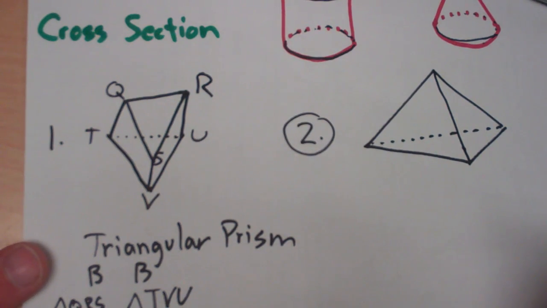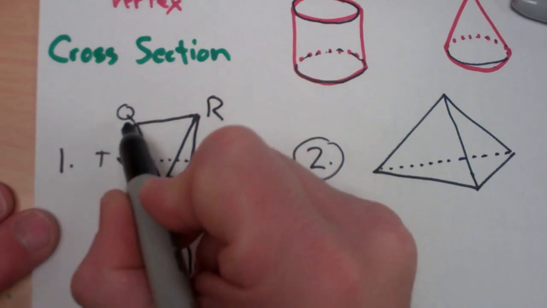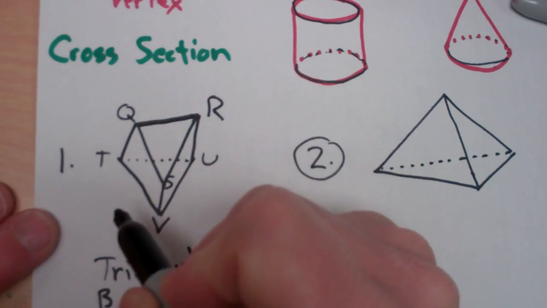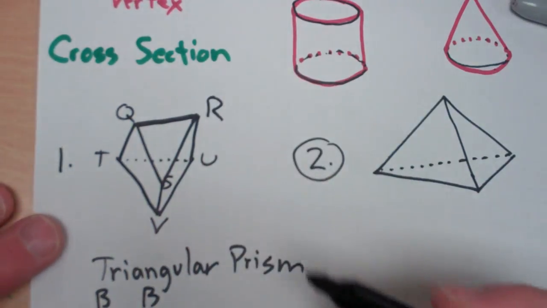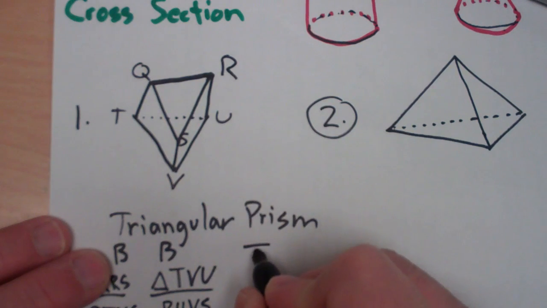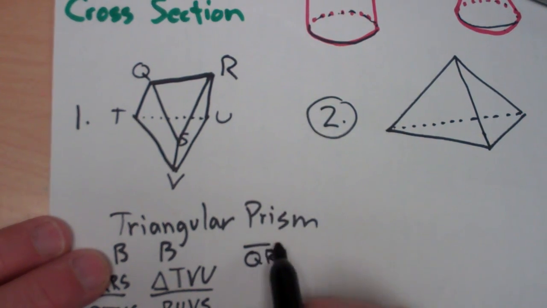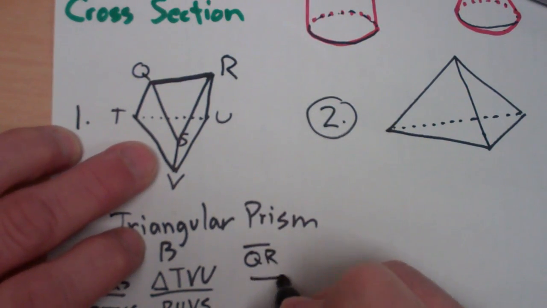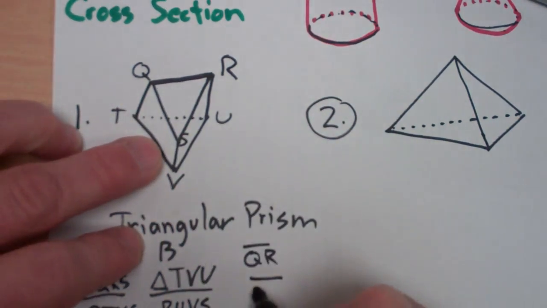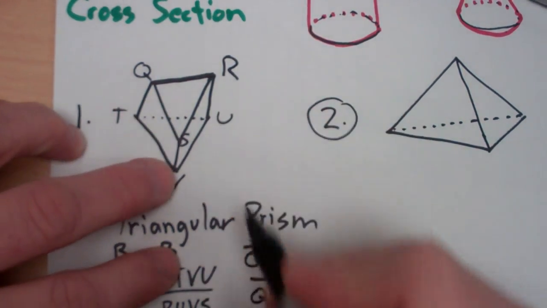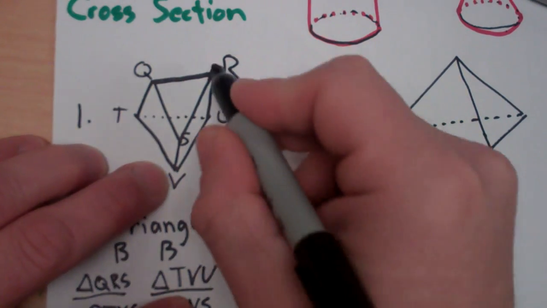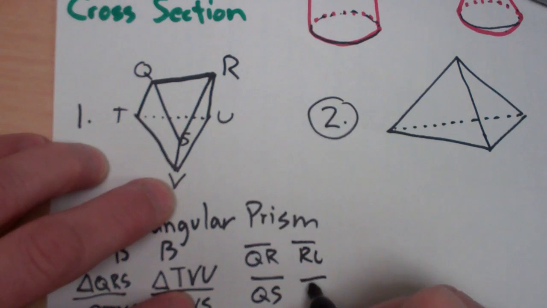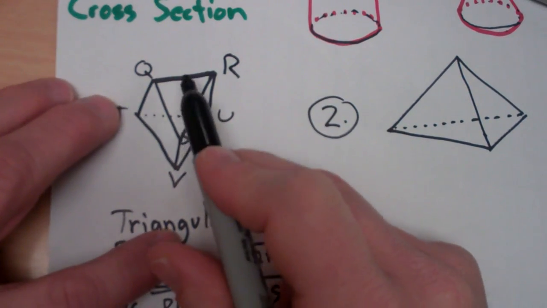It also asks you to name the edges. The edges are, remember, the lines where 2 planes meet. So QR is where this top triangle and this back rectangle meet. So call that QR, line segment QR. I have line segment QS, line segment RS. I also have line segment RU. I have line segment SV. I have line segment QT.